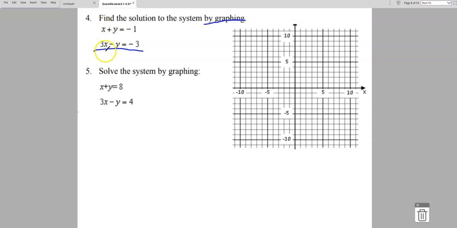So here, add the x's together. That's 4x. That's negative 4. Divide by 4.